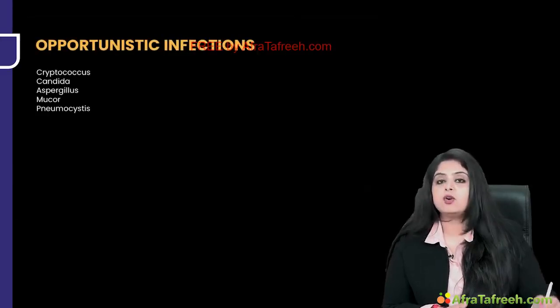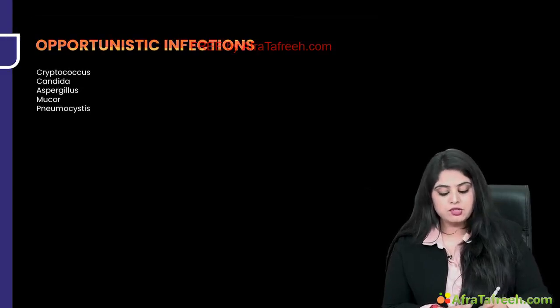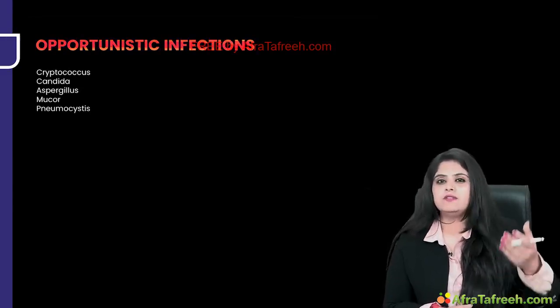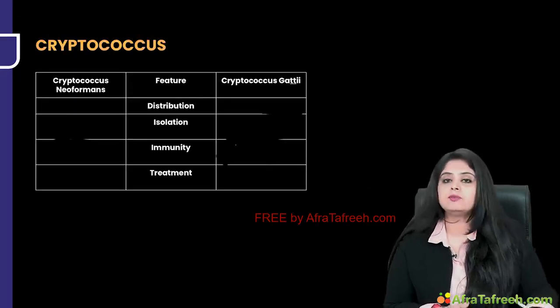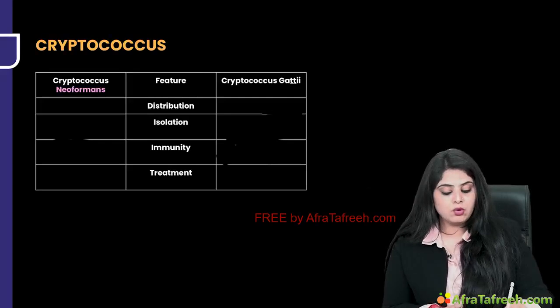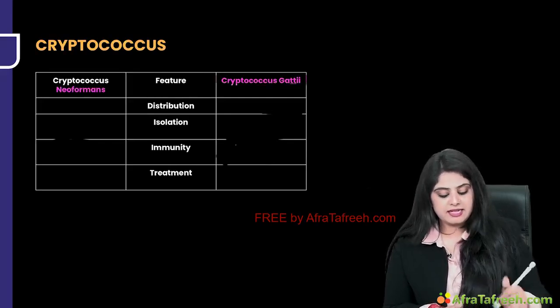The last part of mycology that we start with is going to be the opportunistic infections. All these occur in HIV and all those things. So let us start. Let us start with Cryptococcus. What are the 2 types of Cryptococcus that you have? Cryptococcus neoformans and Cryptococcus gattii.